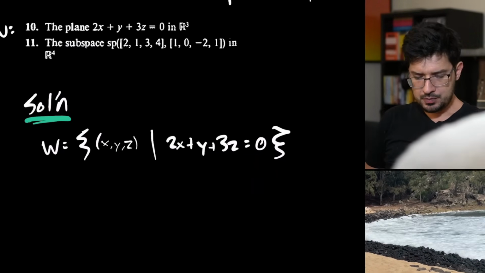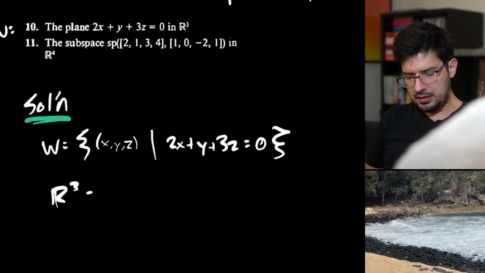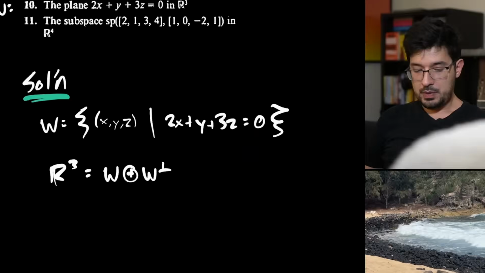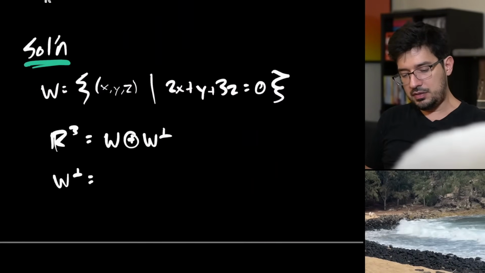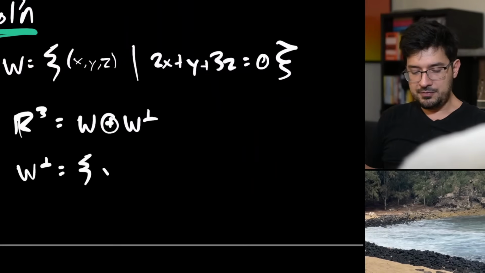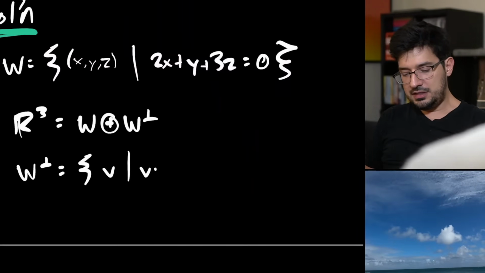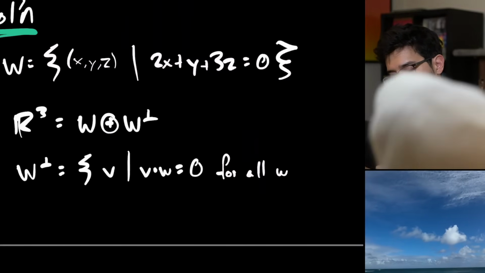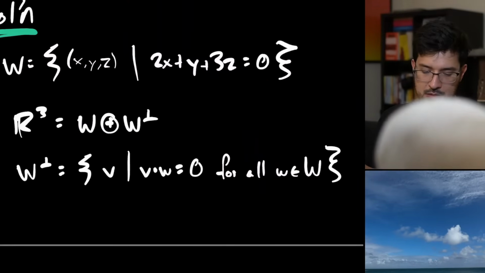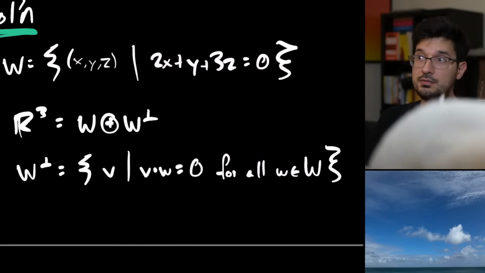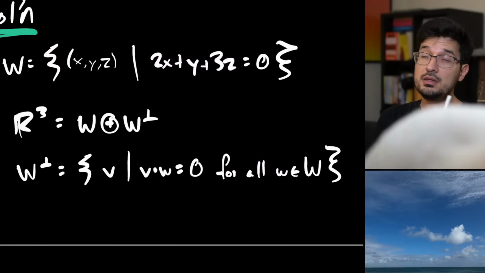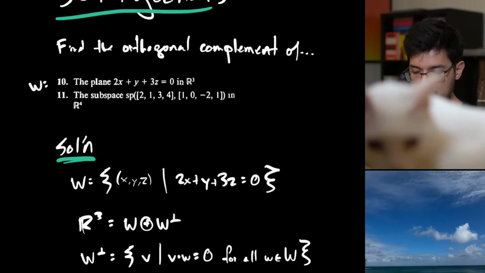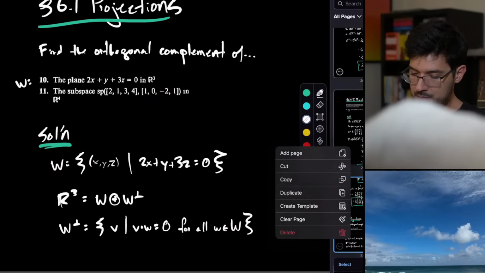Then we know that R3 is going to be the direct sum of W and W perp, where W perp is the set of all V such that V dot W equals 0 for all W in capital W. So this is the set of all vectors orthogonal to every vector in W. So how do we work this?